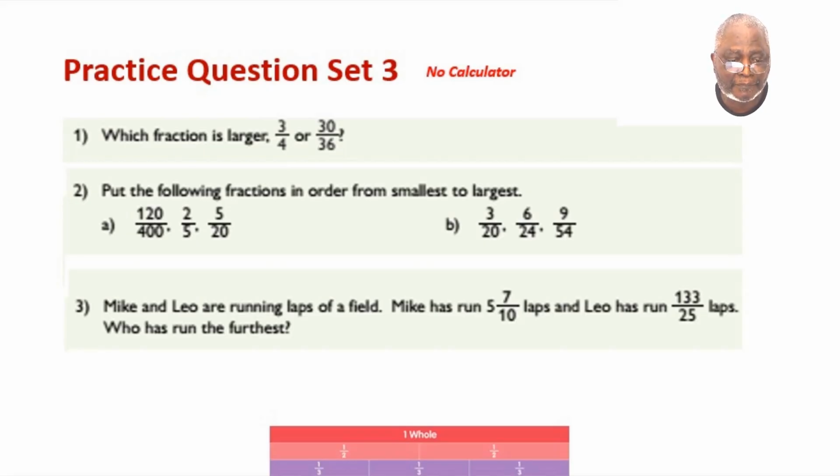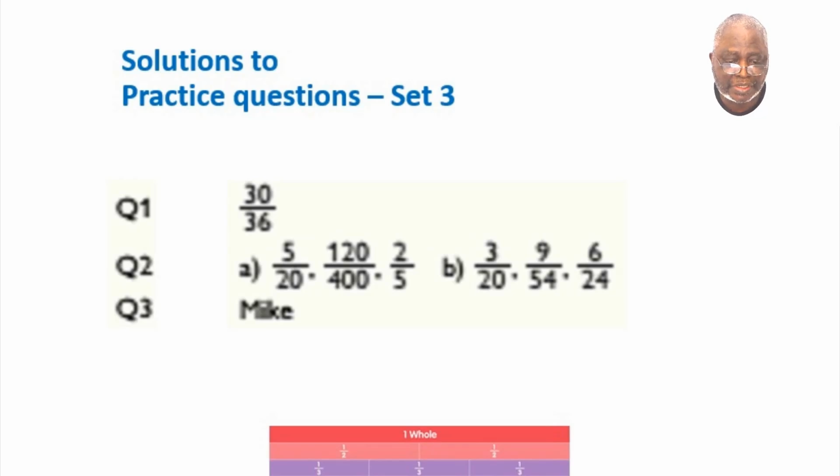A. 4/100, 2/5, and 5/20. B. 3/20, 6/24, and 9/54. And 3. Mike and Leo are running laps of a field. Mike has run 5 7/10 laps and Leo has run 13 3/25 laps. Who has run the furthest? And these are your solutions. Look at them carefully. Try to understand how to compare them before you put them in order.